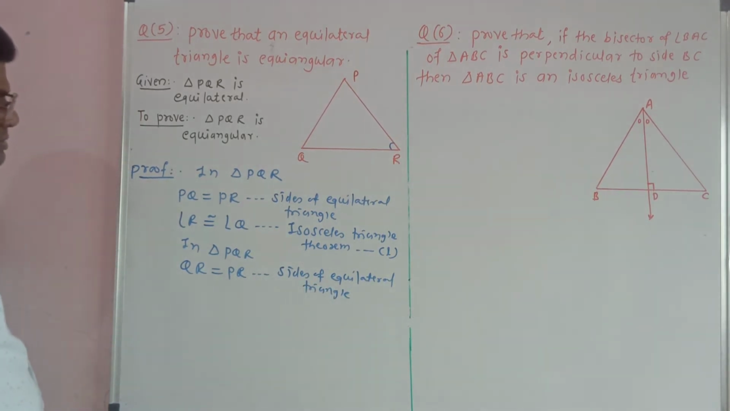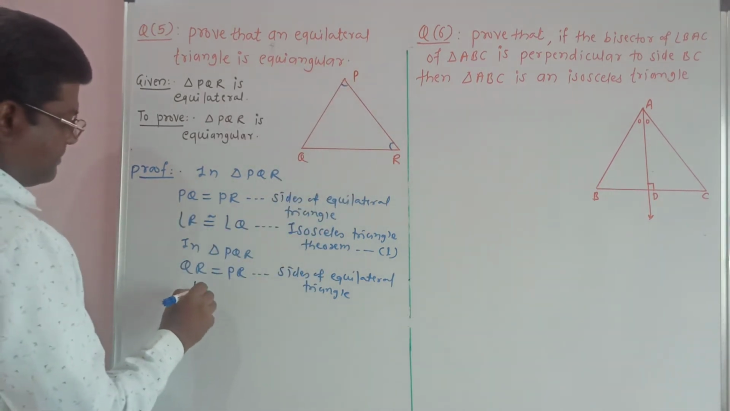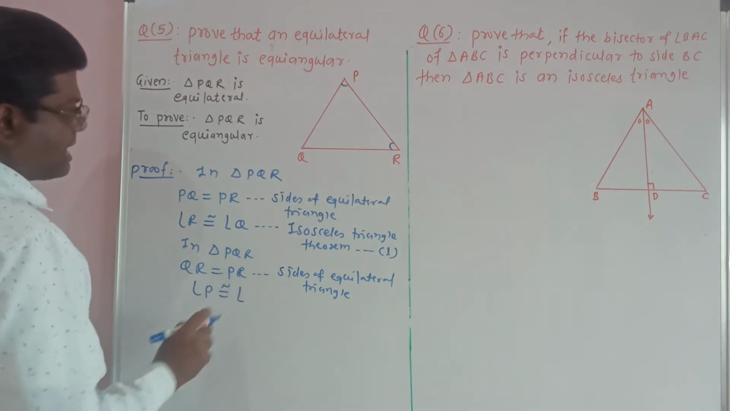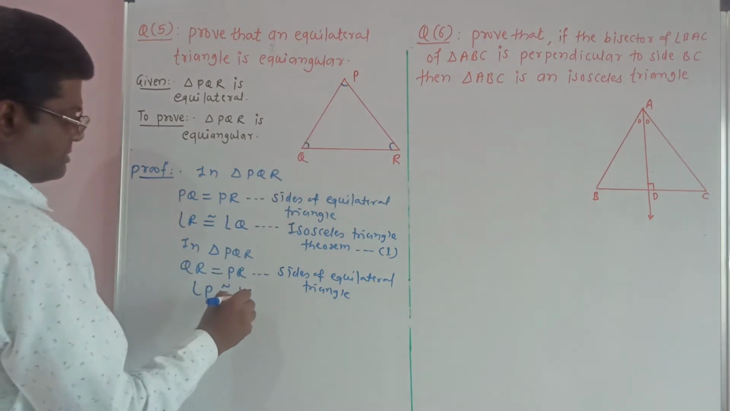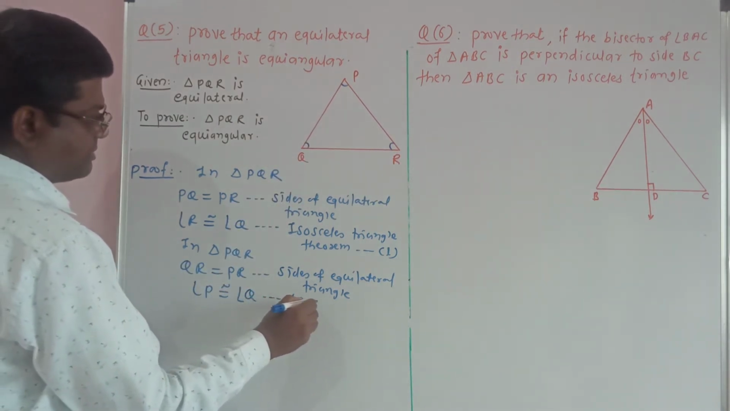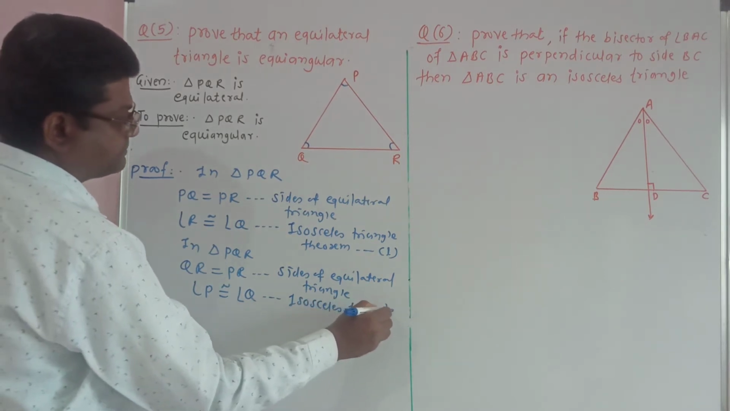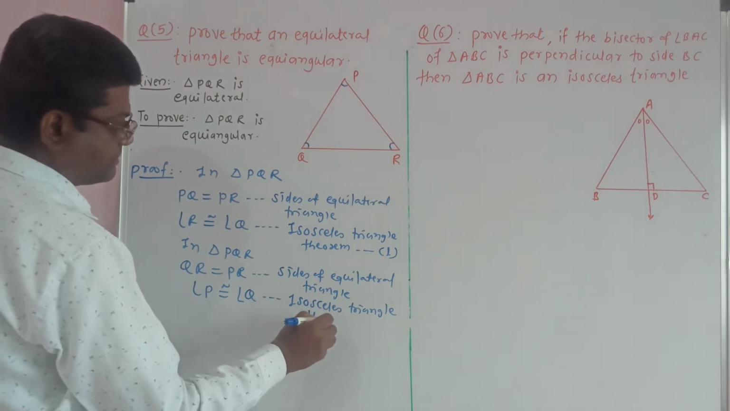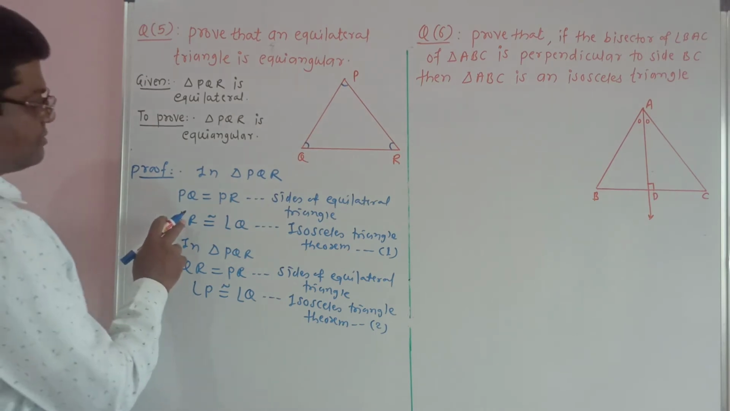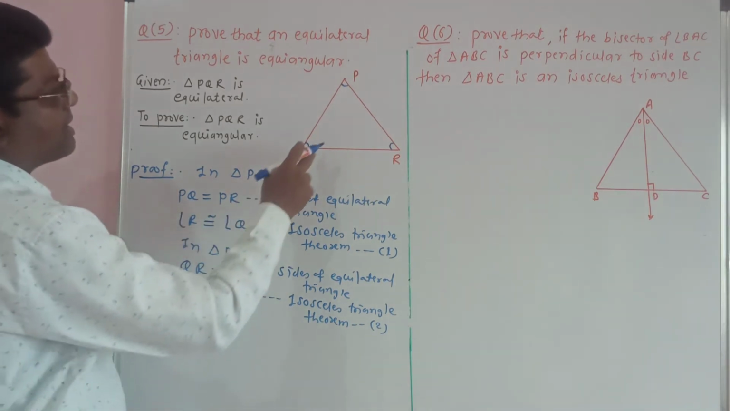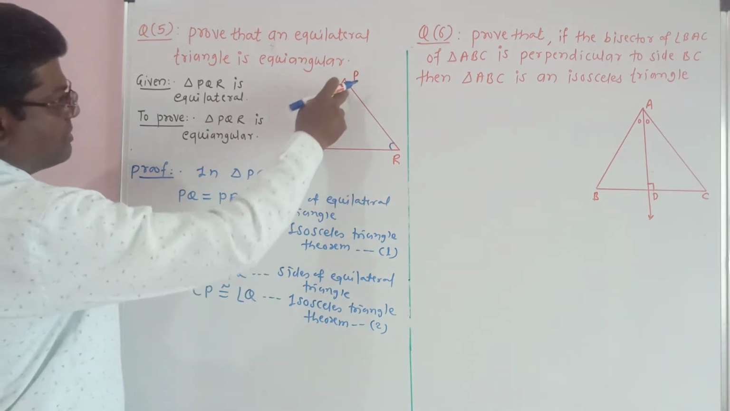Now angle opposite to QR is angle P, congruent to the angle opposite to PR, which is angle Q. Reason is isosceles triangle theorem. This is equation number 2. In equation 1, angle R congruent angle Q, and in equation 2, angle P congruent angle Q.